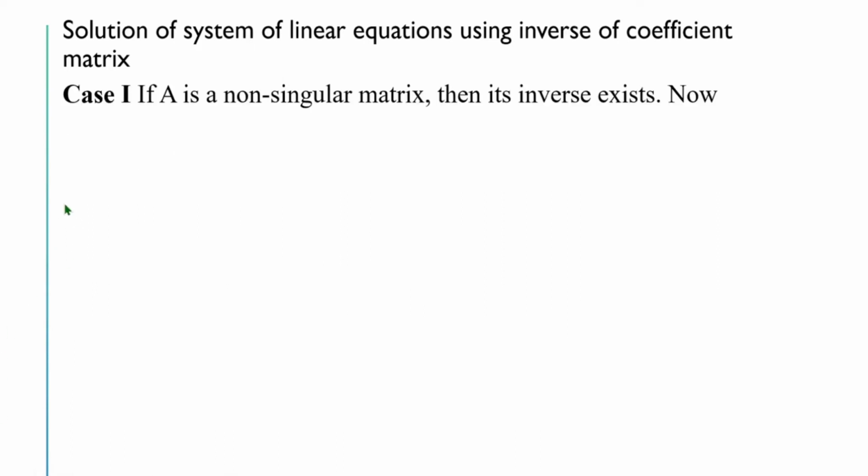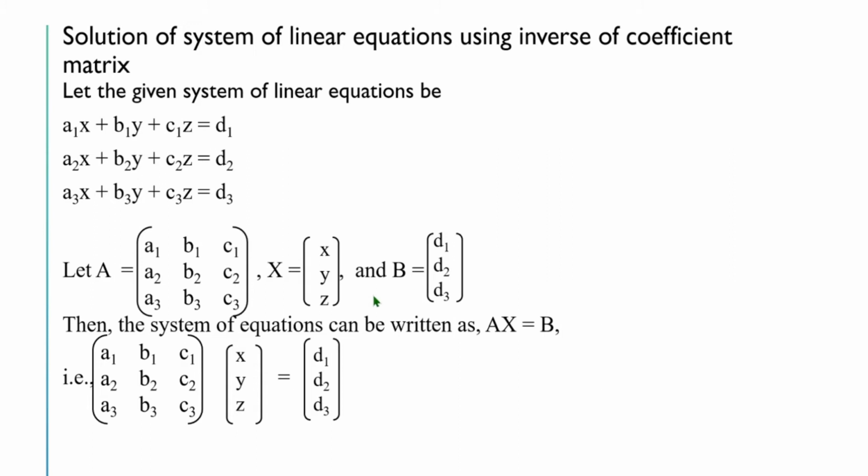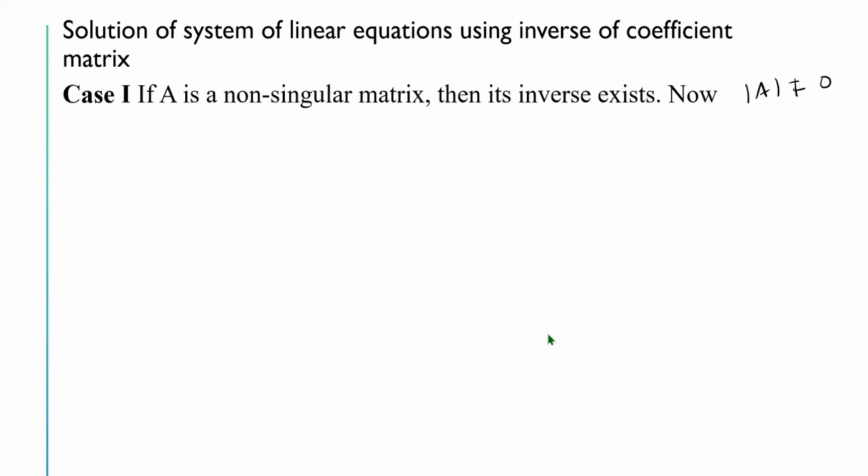So first let us take the first case, if A is a non-singular matrix. If A is a non-singular matrix, it means determinant of A is not equal to 0, and in that case the inverse of A exists. So what we have written? Here we have written this equation in the form AX is equal to B.